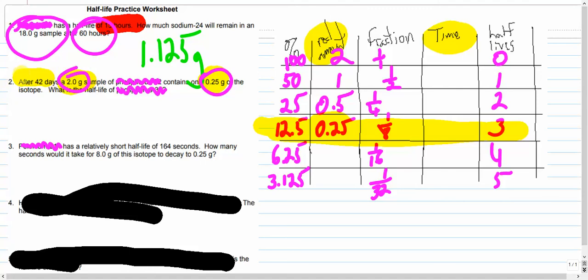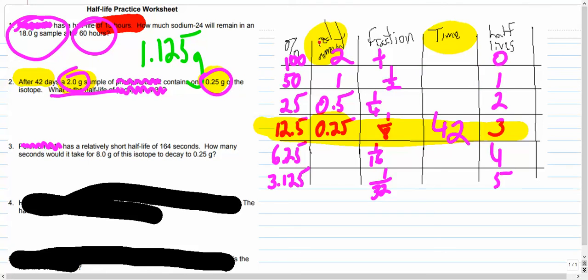So what does it say? After 42 days. So that means that right here, this is 42 days. So it wants to know what's the half-life. In other words, what is this number right here? What is 1 half-life? That's what this question is asking. So how do we figure that out? Well, let's take a peek.